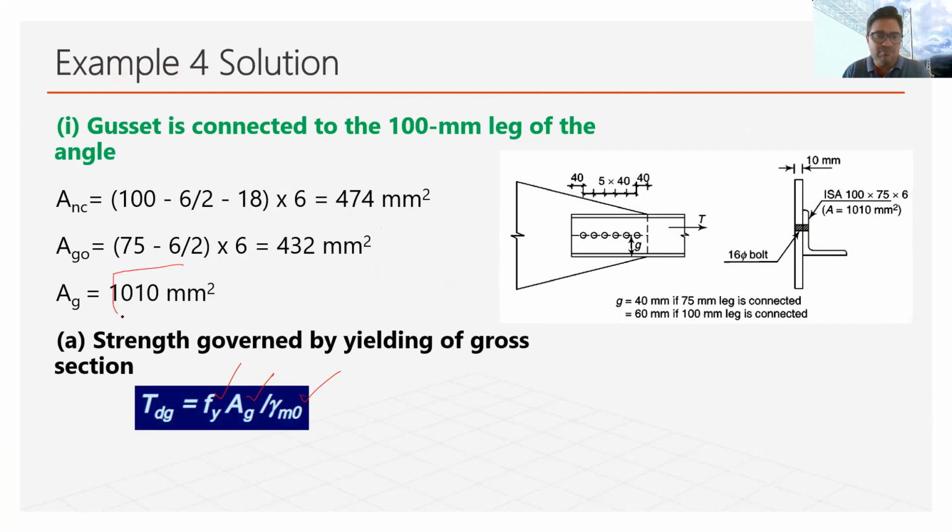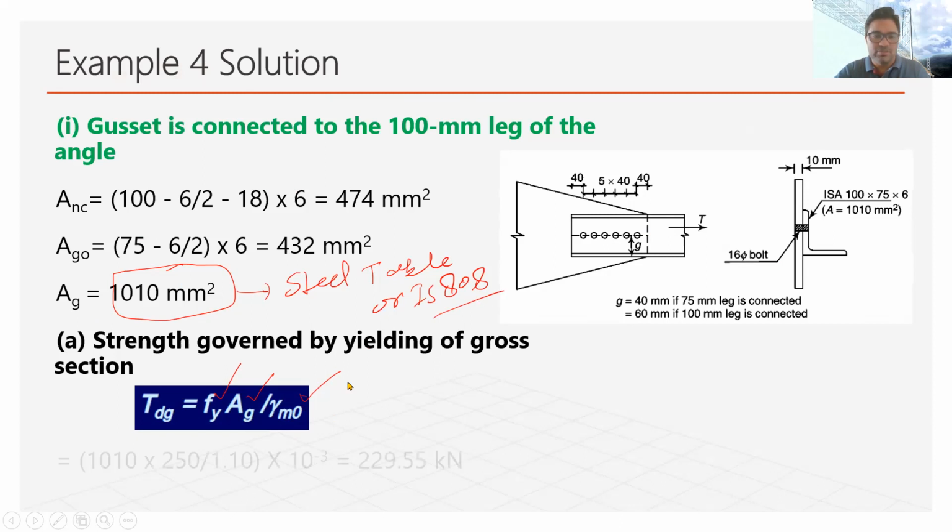AG we just calculated. I mean, we just found this using the steel table or IS 808. Okay. So AG is also required to find out the yield strength of the gross section. So putting all the values Fy and AG and dividing by gamma m naught, we get the yield strength of the plate, I mean the angle section. So this angle section yield strength will be 229.55.